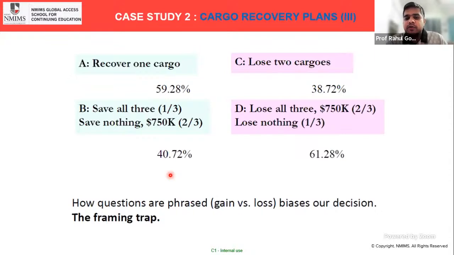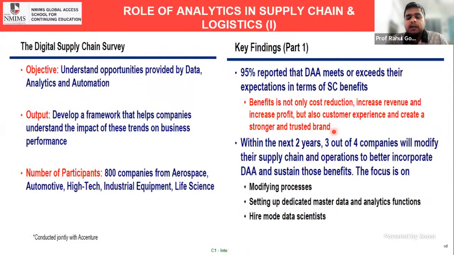So the first set of solutions were all negative, the second set of solutions were all positive, right? While we performed this simple example or simulation on a small number of people, usually it is done on thousands of people, right? And we can clearly see that in the first case, wherein we are talking about positive framing, 60% of them went ahead with a plan which recovers one cargo, right? But in the second scenario, 62% of them went ahead with the scenario D, right, wherein it was to lose nothing, or else lose all three. So this was the second case study that we discussed.